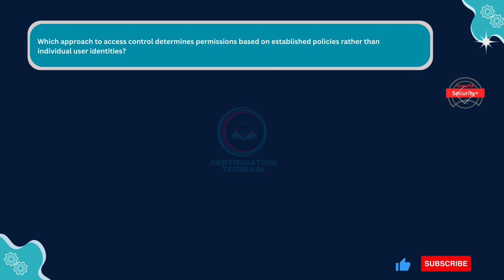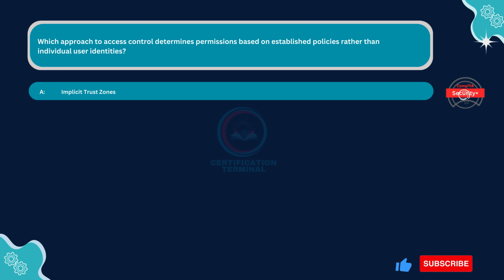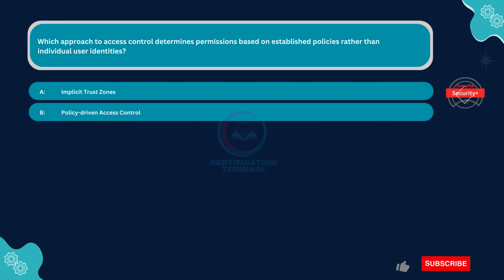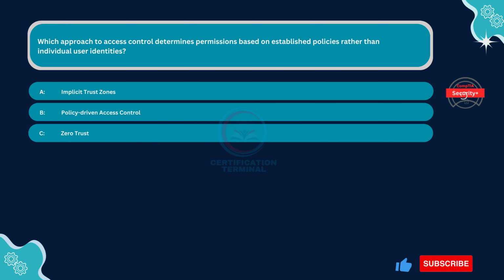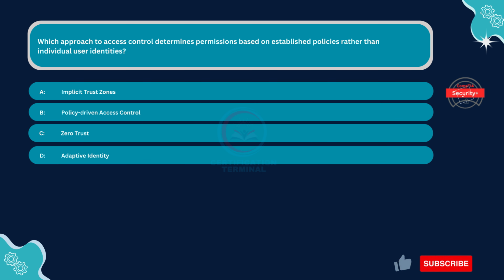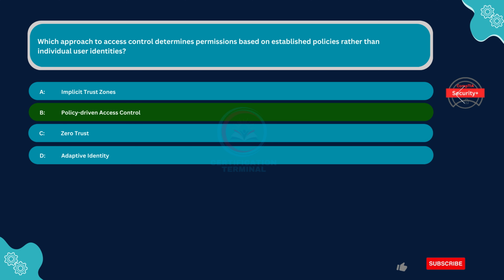Next question. Which approach to access control determines permissions based on established policies rather than individual user identities? Option A, implicit trust zones. Option B, policy-driven access control. Option C, zero trust. Option D, adaptive identity. The correct answer is Option B, policy-driven access control.